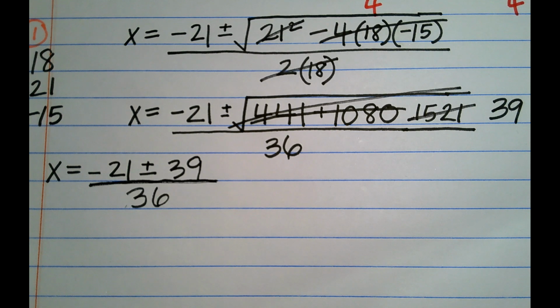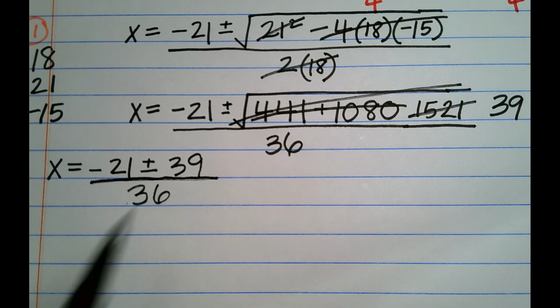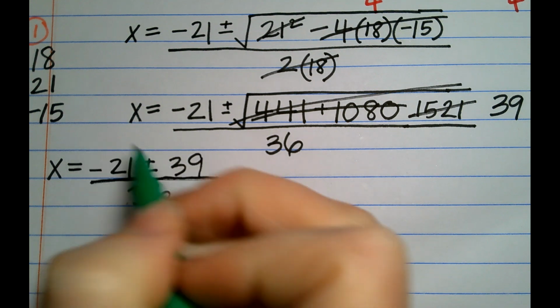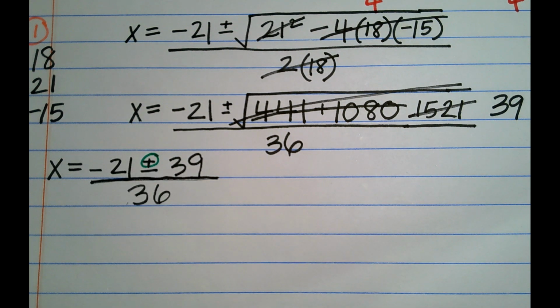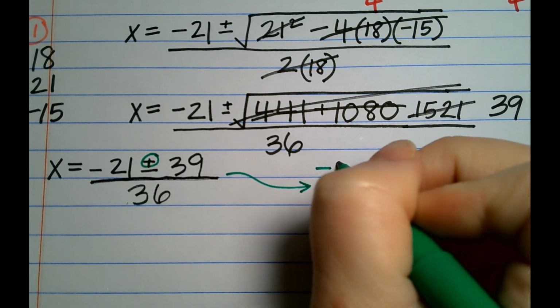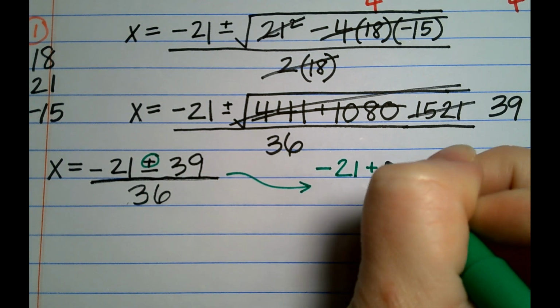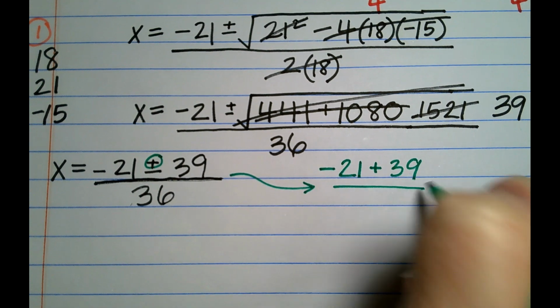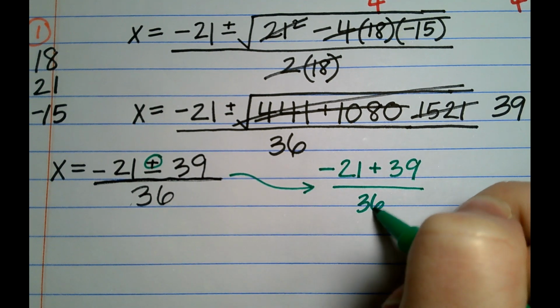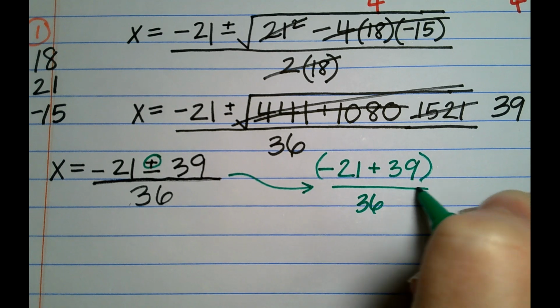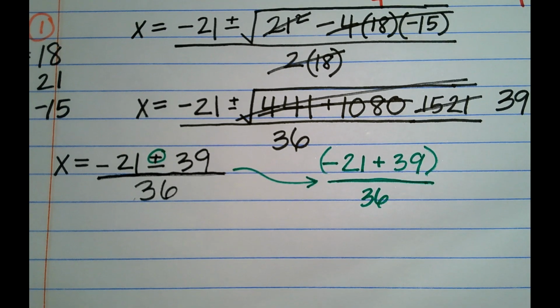Okay, let's see. So we have our numbers. Where do I go from here? Yeah, we're going to start by adding my top numbers. So, negative 21 plus 39. And all of that gets divided by 36. And I'm going to put the top numbers in parentheses just to remind us to do that first. And what else do we need to do?